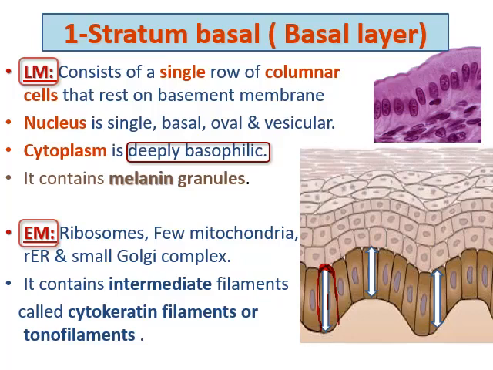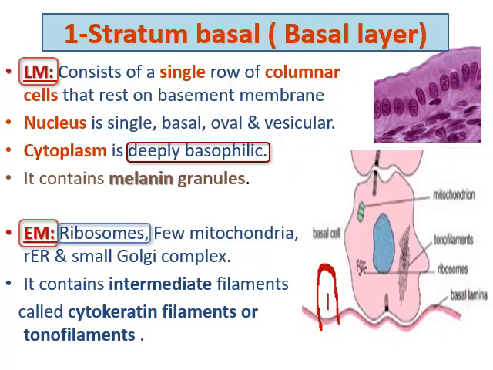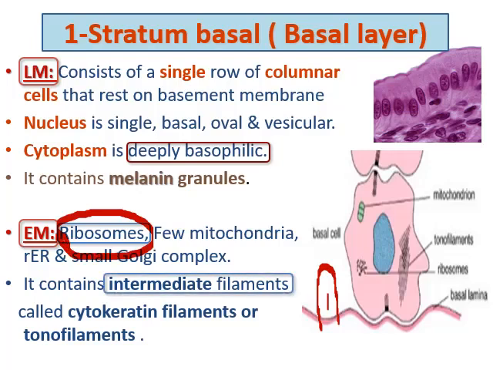The most important finding by electron microscope is ribosomes. Why? Because stratum basale is responsible for the regeneration of the other layers of epidermis. So it reveals plenty of ribosomes. It also contains intermediate filaments, which are tonofilaments, or keratin filaments, or cytokeratin filaments.